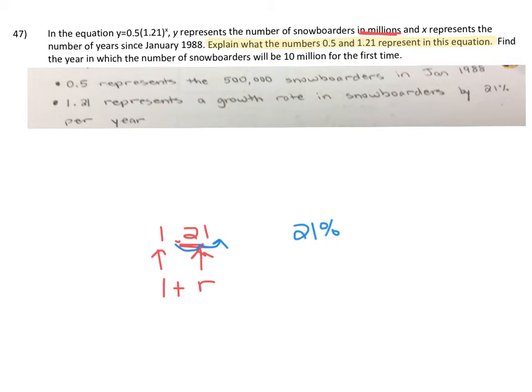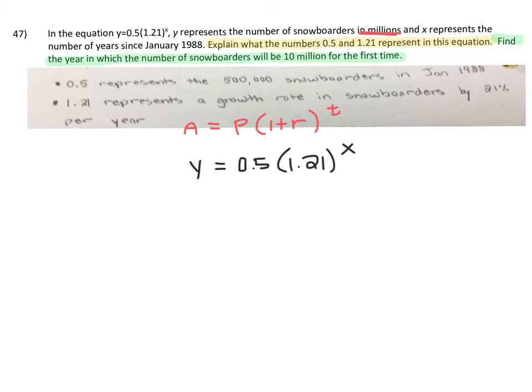Okay, so I just said 1.21 represents a growth rate in snowboarders of 21%, and it's super important to say per year because it happens every year. Now the next part of this question, let me just highlight it in a different color. It says, find the year in which the number of snowboarders will be 10 million for the first time. So what I did was I wrote the general exponential growth formula here, and then I wrote the equation that pertains to this problem.